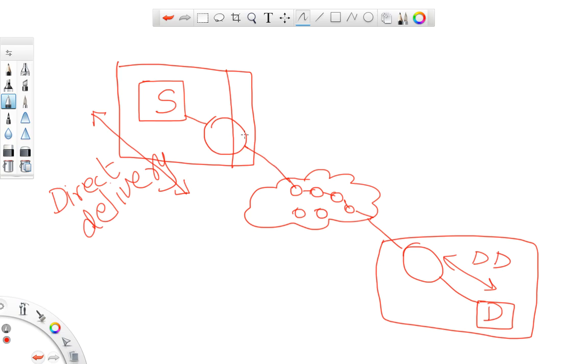Now the information from the source router, the source gateway router to the destination gateway router, this information will move across the internet and it will move between different routers. Okay, so this part will be indirect delivery.